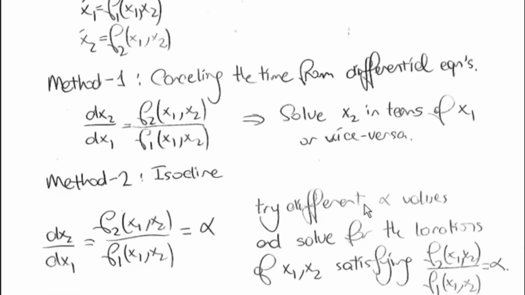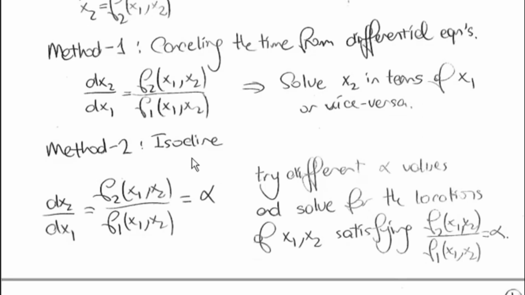And the second method was called the isocline method, because in this method we are actually trying to draw the location of the points in the state space on which the trajectories of the nonlinear system have the same slope. So we equate the right-hand side to alpha here, and we try different alpha values and solve for x1 and x2 values which satisfy this equation. And on the locations which satisfy this equation, we know that the trajectories would have the slope alpha.